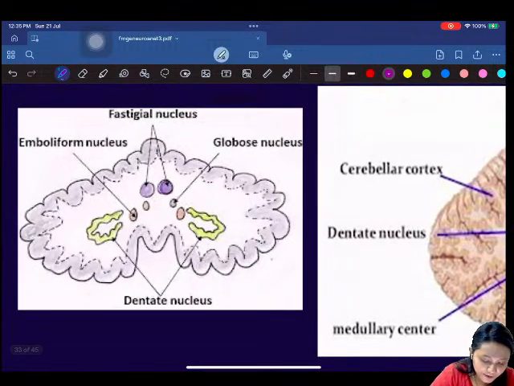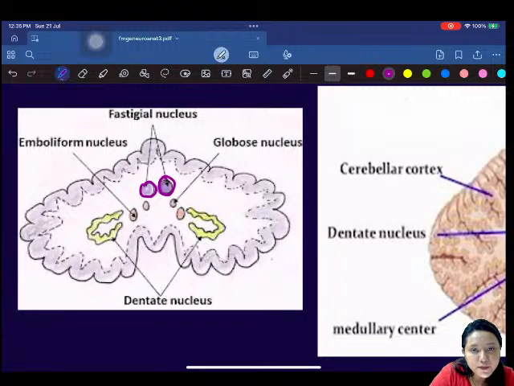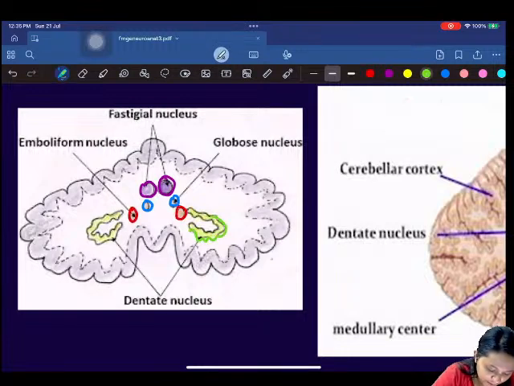It is important that you should know where the nuclei are present. So as you can see here, the fastigial nucleus is present the most medially. Then you are going to have the globose nucleus. After that you will have the emboliform nucleus, and this structure, if they have given this structure, this is the dentate nucleus because it has many dentations. Okay, so these are the locations.